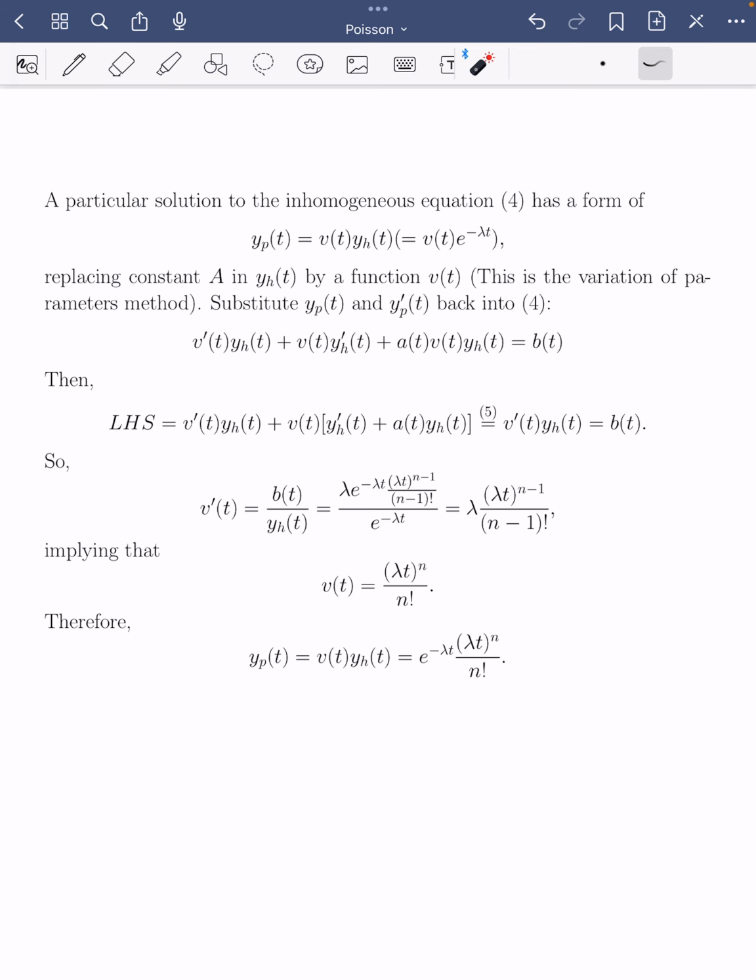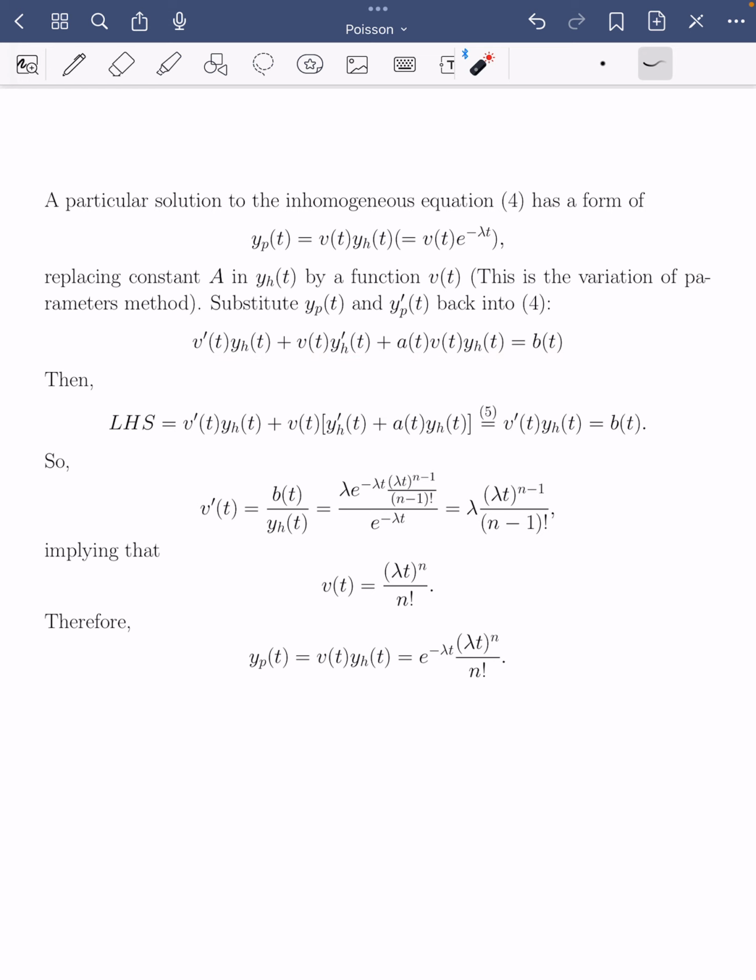So a particular solution for the inhomogeneous equation number 4 has the form v(t) times y_h(t). So we can write this as v(t) times e to the negative lambda t. Basically, we just replace the constant A in y_h by a function v(t). So this is the variation of parameters method. So now we just plug this back into equation number 4. So we have this form.